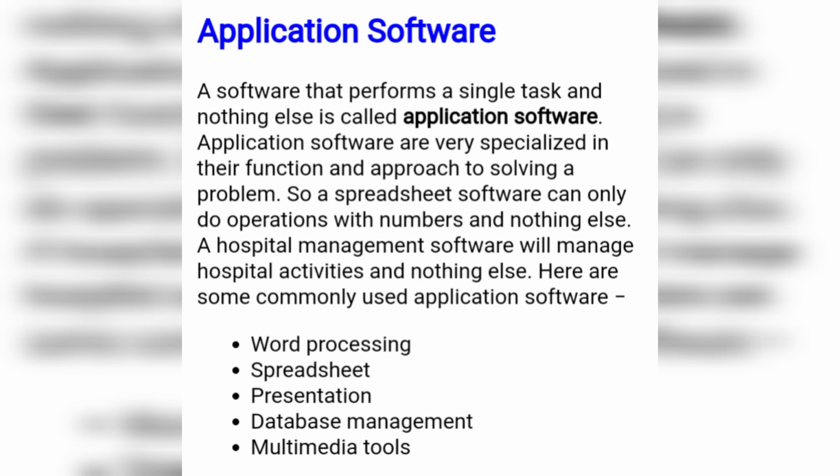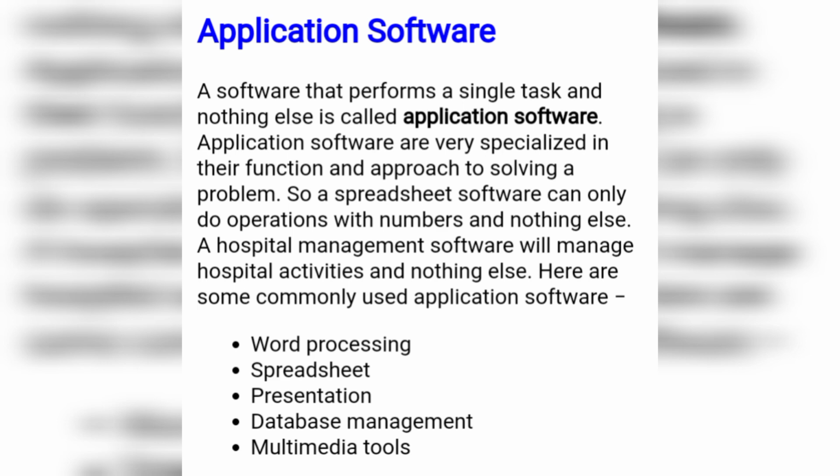Application software. A software that performs a single task and nothing else is called application software. Application software are very specialized in their function and approach to solving a problem. So a spreadsheet software can only do operations with numbers and nothing else. A hospital management software will manage hospital activities and nothing else.